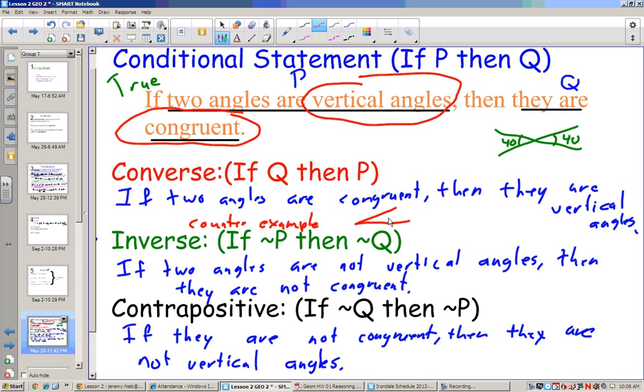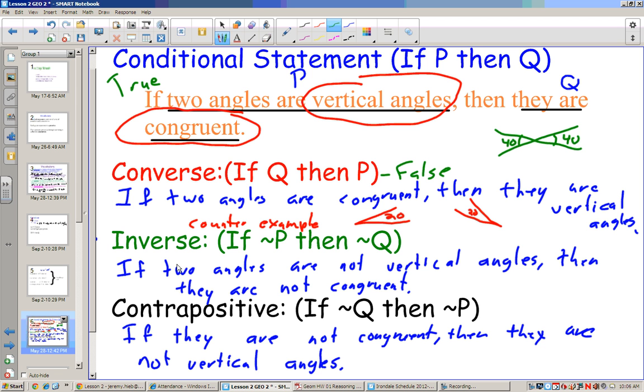So let's draw one angle that's 20 degrees and another angle over here that's, say, 20 degrees. And are these vertical angles? No, they're not vertical angles. So they're congruent, but they're not vertical angles, so that makes this statement false.